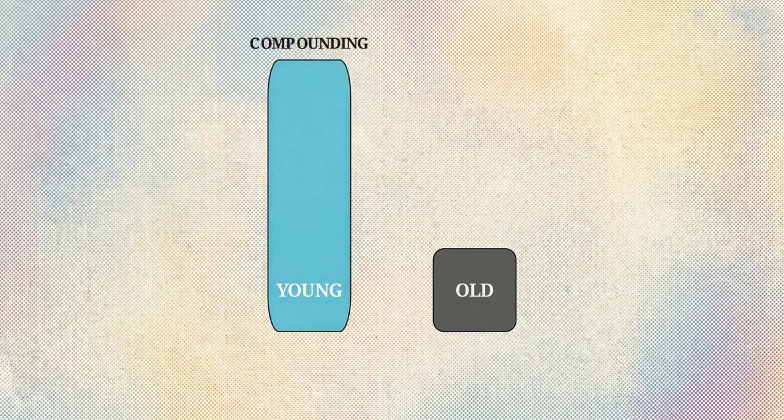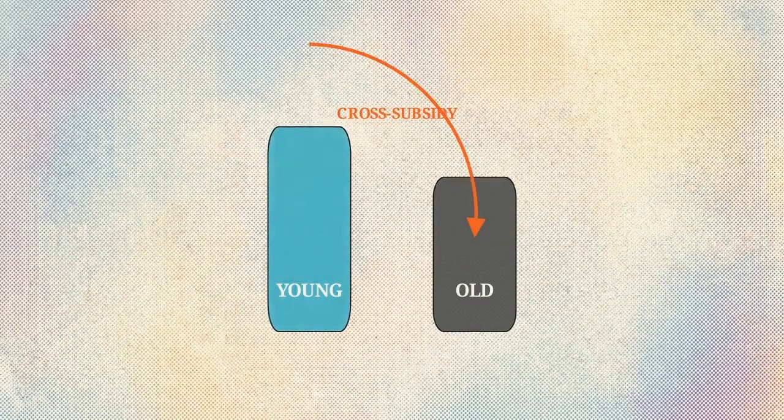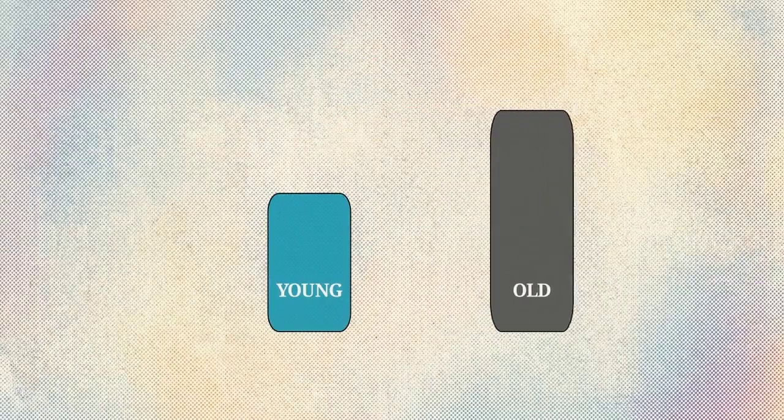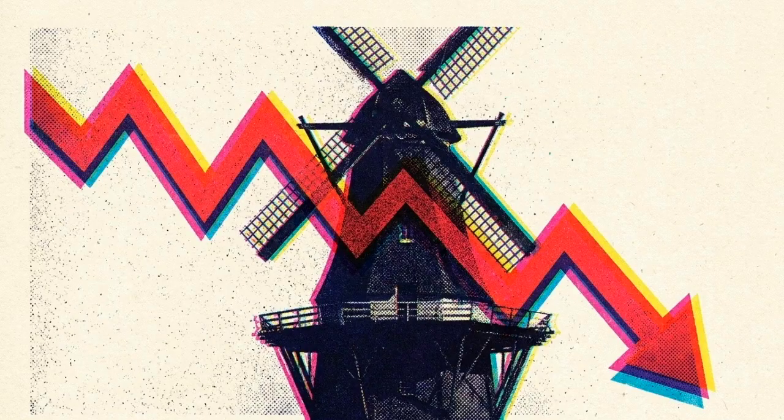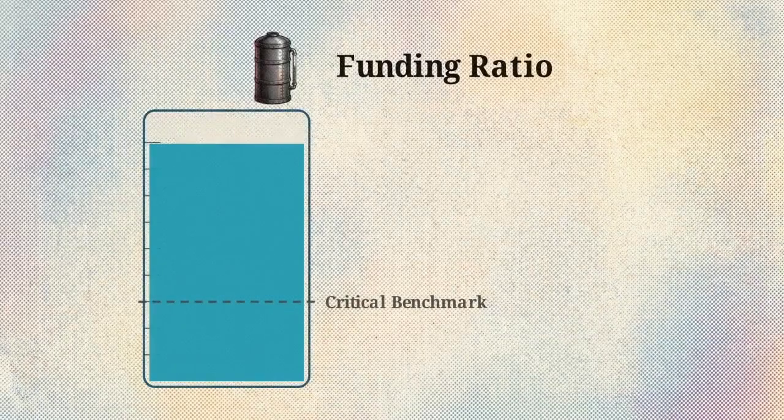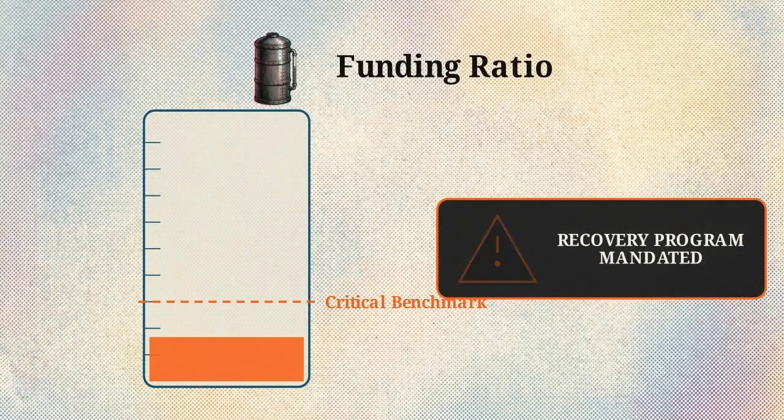Because younger workers' capital compounds longer, they mathematically subsidize the immediate payouts for older participants. This intergenerational cross-subsidy functions smoothly during a protracted bull market. In a severe downturn, it turns into a zero-sum conflict. Following the 2008 financial crisis, that shock arrived in the Netherlands. Plunging asset values drove funding ratios below critical benchmarks, legally mandating the creation of multi-year recovery programs.